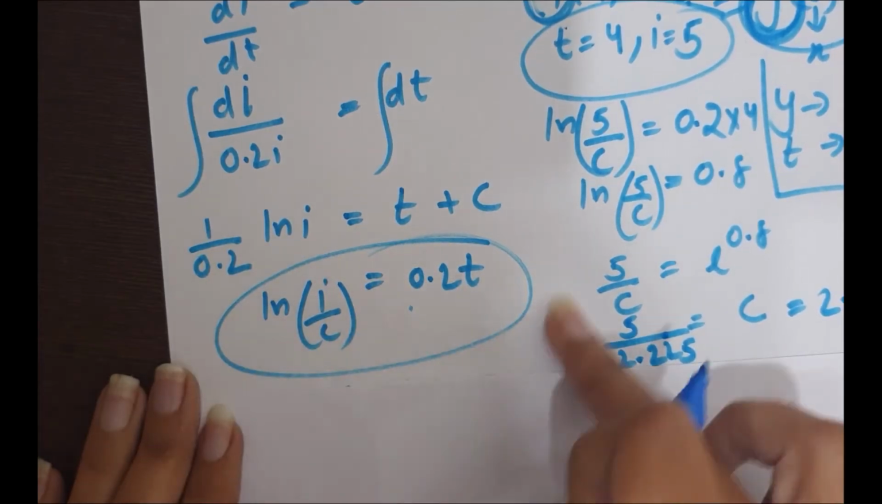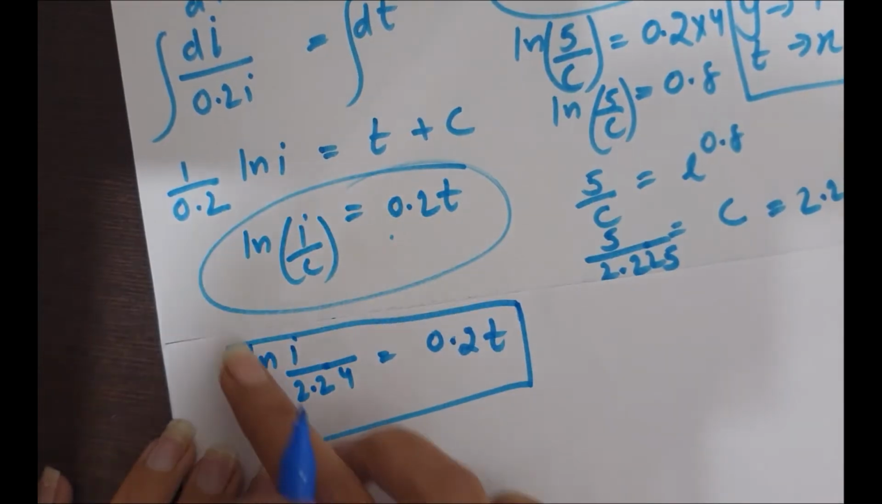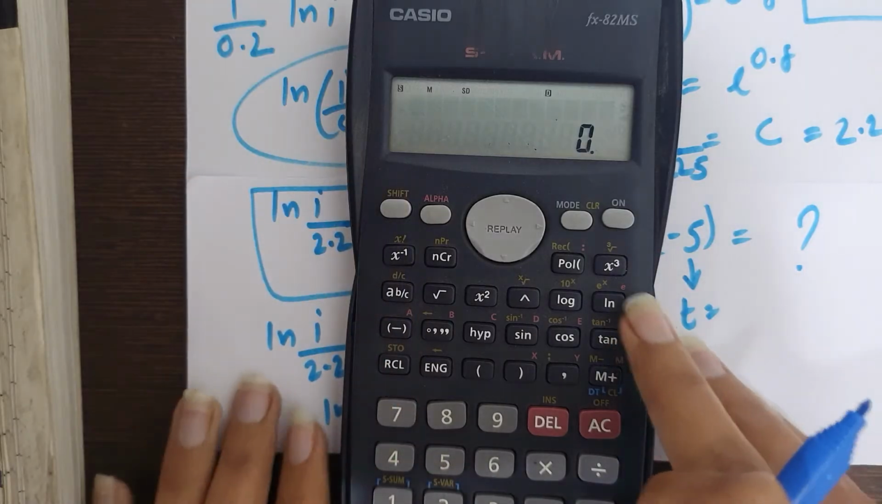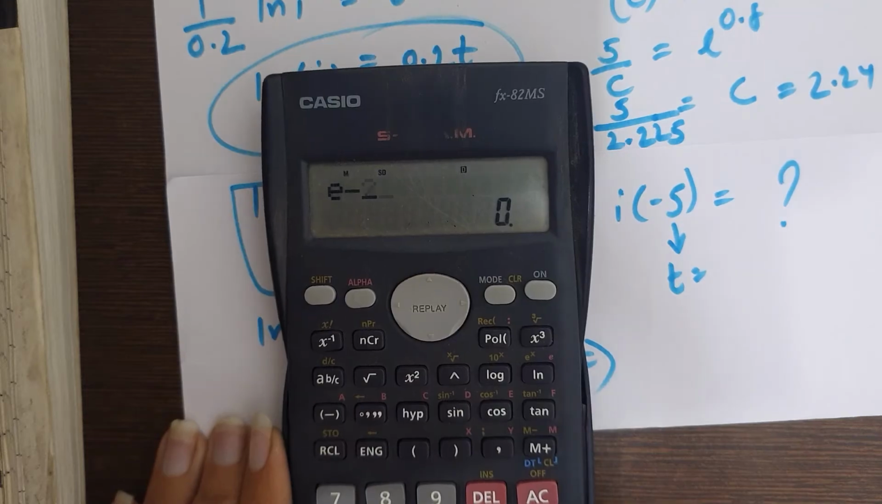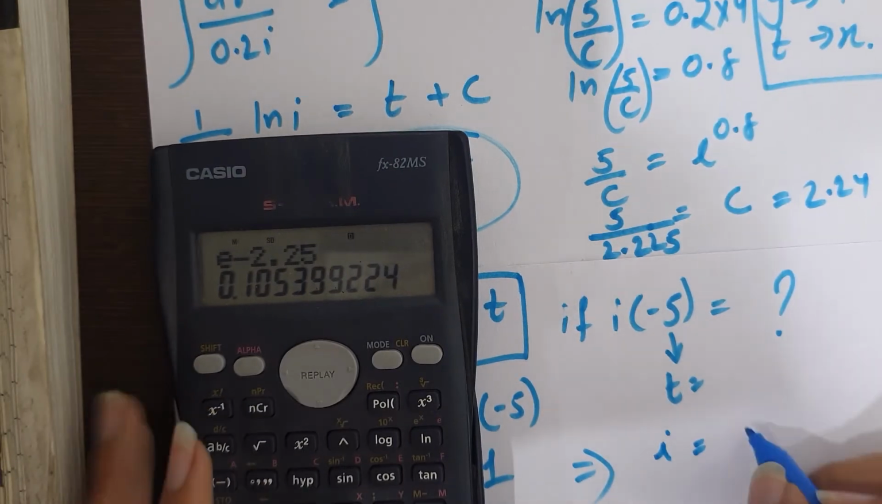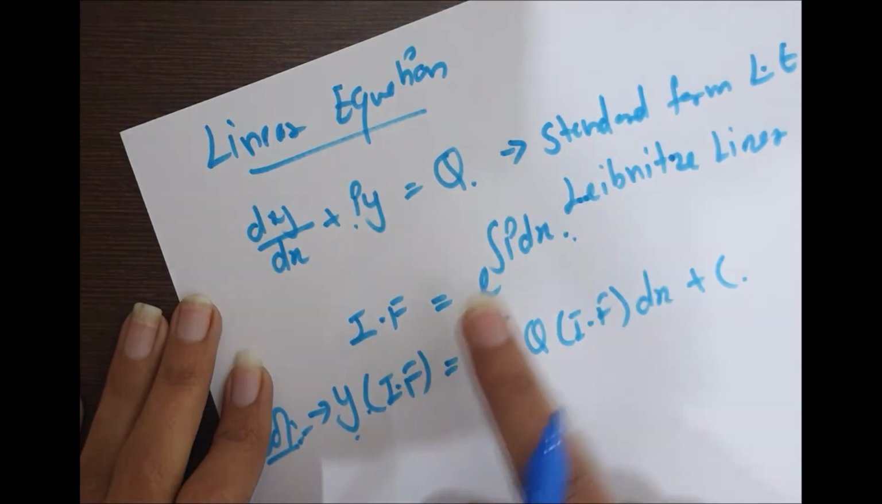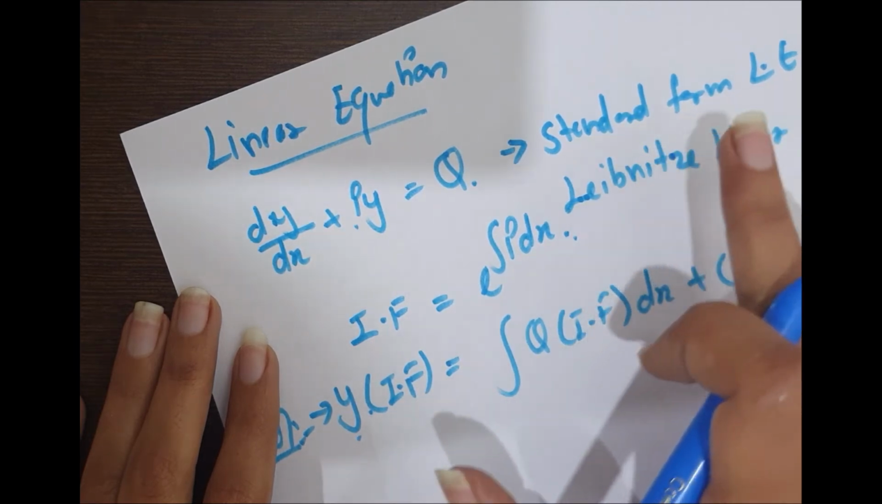Now let's put C value here. Now we got solution of our differential equation. Here again shift exponential, that is minus 2.25, minus 2.25, 0.105. Now linear equations. We have seen how to differentiate between linear and non-linear equations, how to solve linear equation.